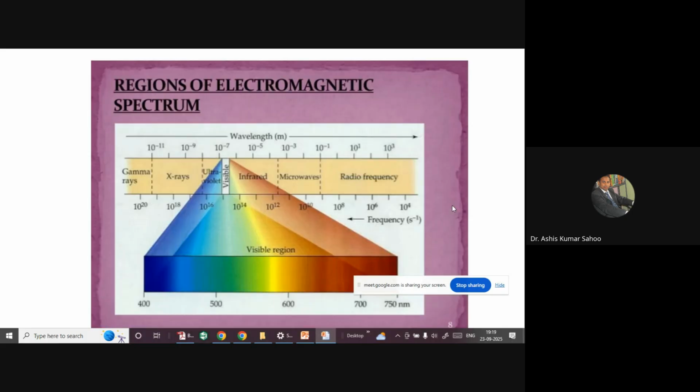So you can see the different regions of the electromagnetic spectrum: radio waves, microwaves, infrared, visible, ultraviolet, X-ray and gamma rays. These are different electromagnetic radiations. We are talking about this ultraviolet and visible region. You can see the visible region ranges from 400 nanometer to 750 or almost 800 nanometer, and ultraviolet ranges from 200 to 400 nanometer.